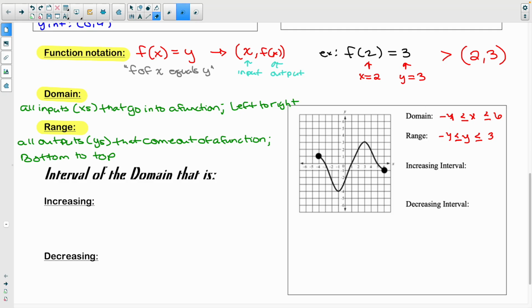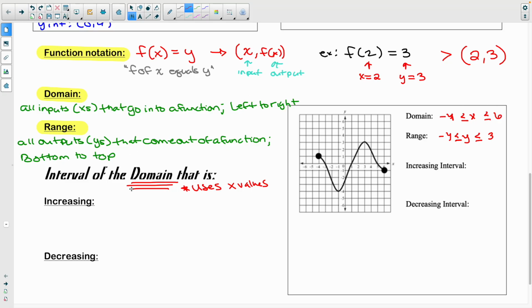So the next part, we're going to talk about the increasing and decreasing intervals. So this is called the interval of the domain. So we are specifically focusing on the domain. That means that we will be using the x values. And we already know that our x values are going from -4 until 6. There's nothing smaller than -4 and there's nothing bigger than 6. So we know that all of these intervals can only include the numbers from -4 until we get to 6.